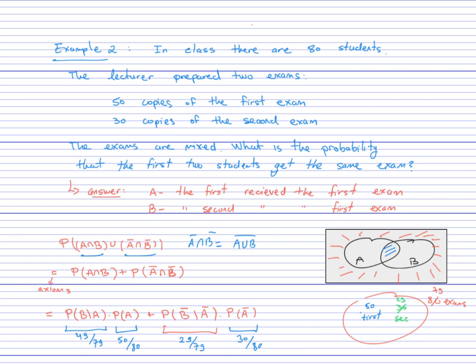And that's all. So that's how we use, in general, the product rule. Okay, so now I'd like to continue with conditional probability and talk about the complement. So I want to prove that the probability of A given B is 1 minus the probability of the complement of A given B.